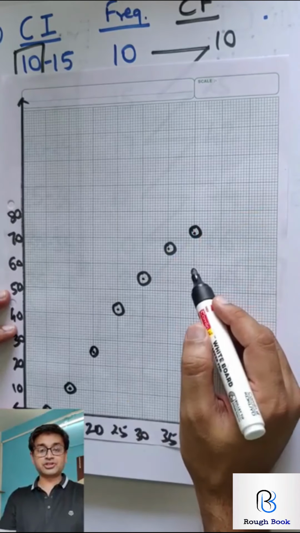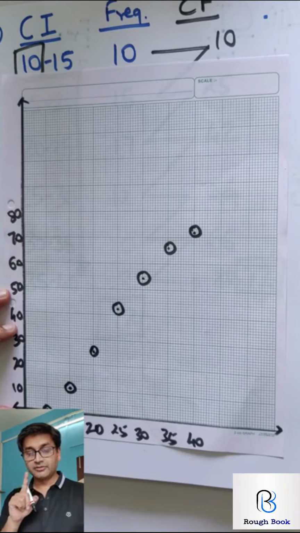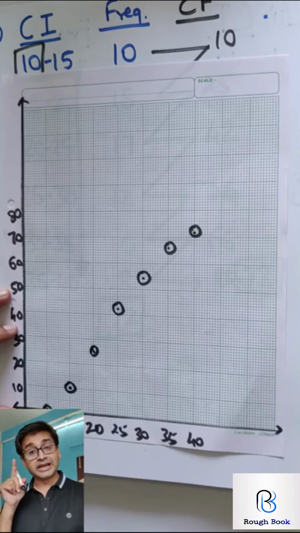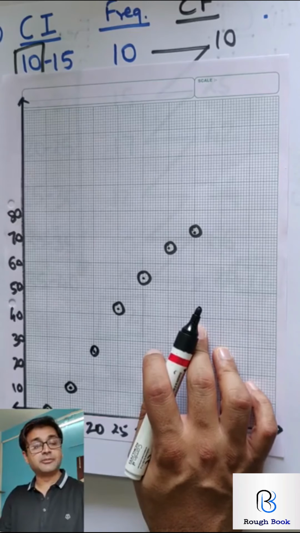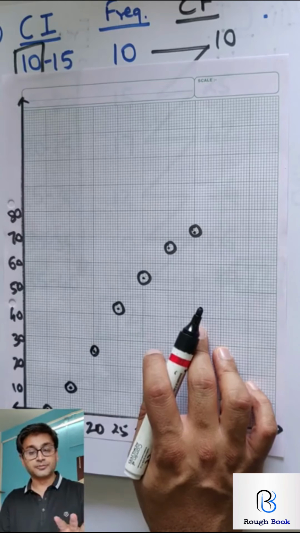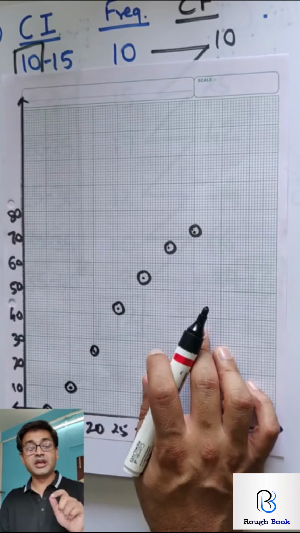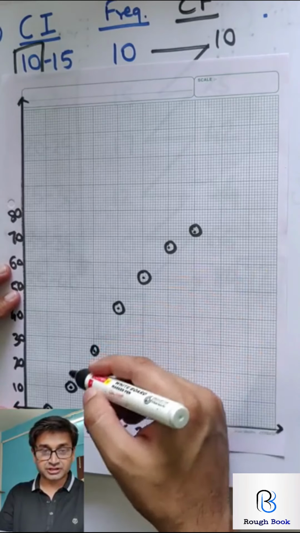Now once you finished your plotting, now you need to create a curve. It's a curve. The name is cumulative frequency curve. Curve means it should be like a curve. You can't be using your scale. If you use a scale, it becomes a polygon and you get a 0. So if anyone joins this with a scale, you get a 0 straight away. You got to join freehand and make it as smooth as possible. Please don't sketch it. Alright.